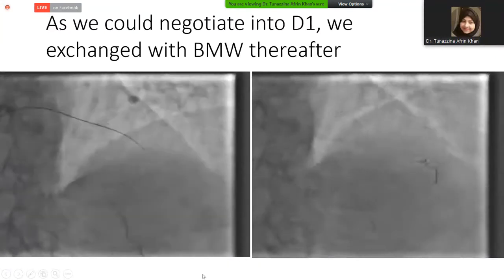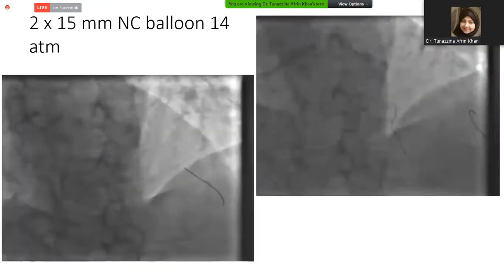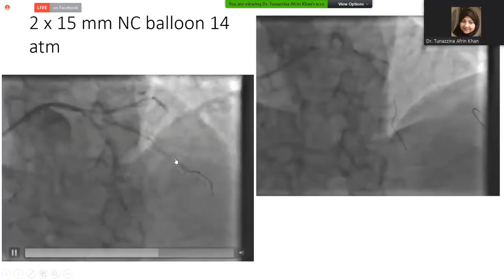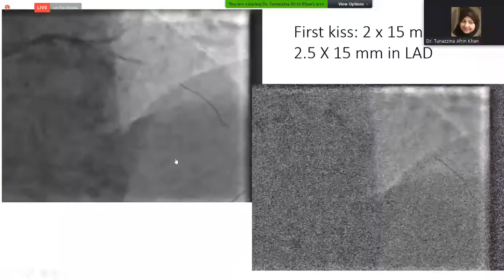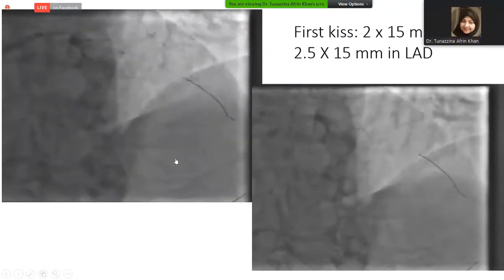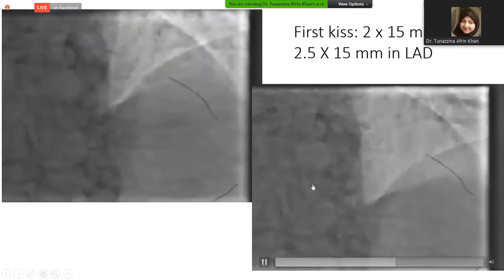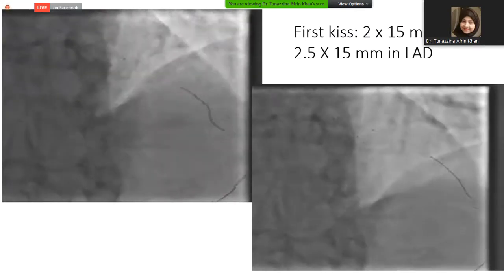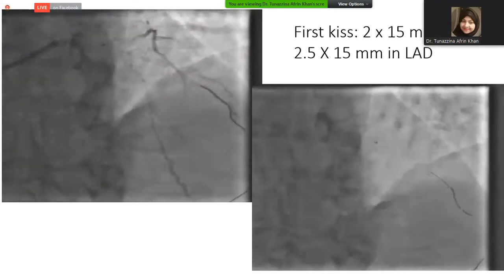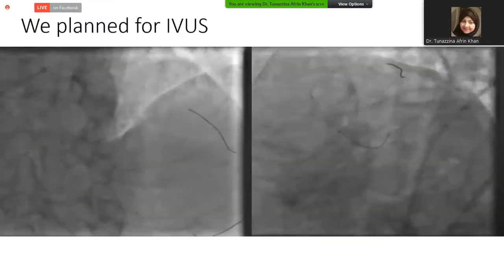And thereafter, we exchanged the Fielder XT wire with the BMW wire. Then we pre-dilated the diagonal with a 2.0 by 15 millimeter NC balloon. And we simultaneously pre-dilated the diagonal and the LAD. Though it is not a usual step in the case of the DK crush, we did it before implanting the stent into the diagonal. Then we planned for the IVUS.